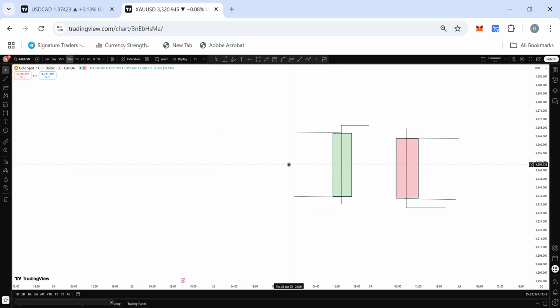We have the first one, continuation. We have the second one, reversal, and we have the third one, consolidation. These are the three things we are going to be talking about. The first one is continuation. We have continuation. We have reversal. And we also have the last one, which is consolidation.